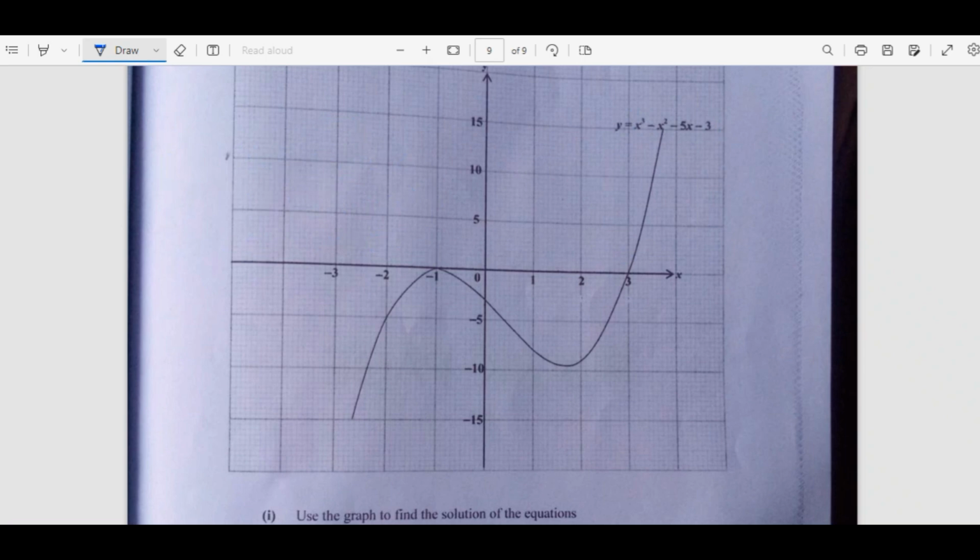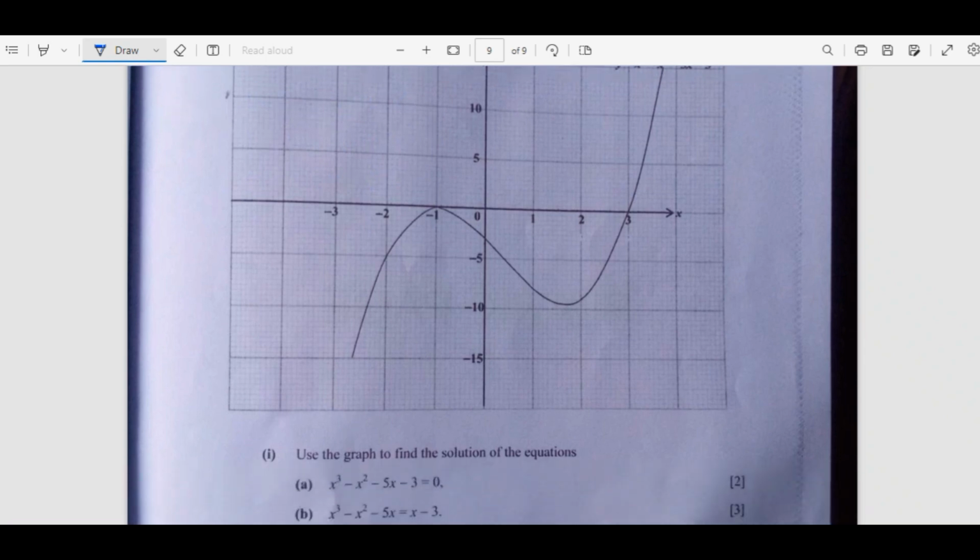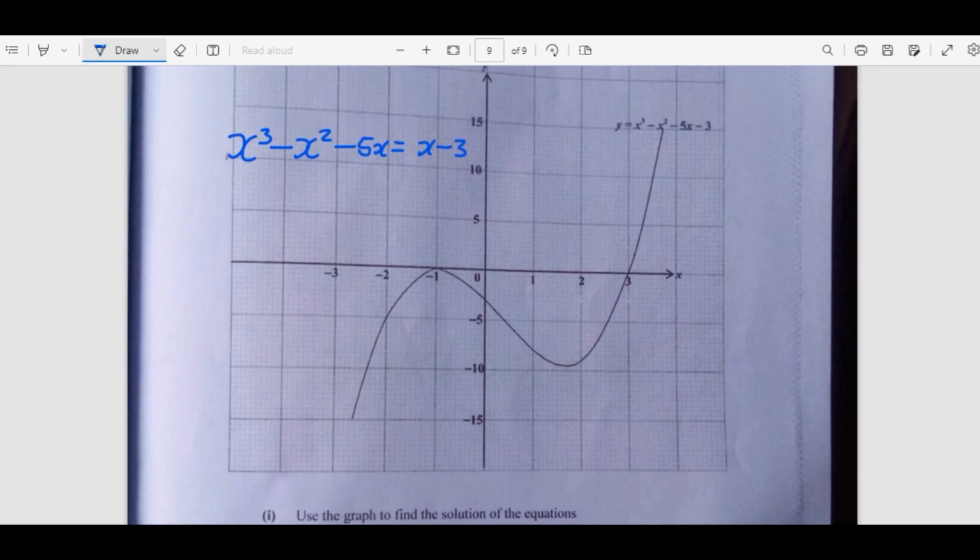We move on now to question B. So question B, we have x raised to the power 3 minus x squared minus 5x is equal to x minus 3. So let's do the comparison.